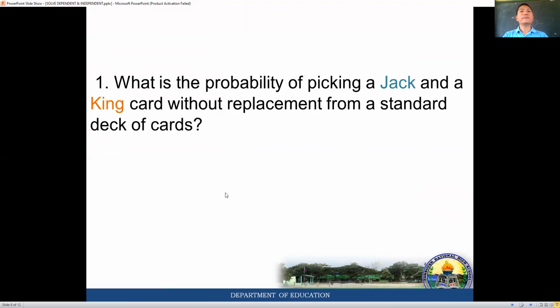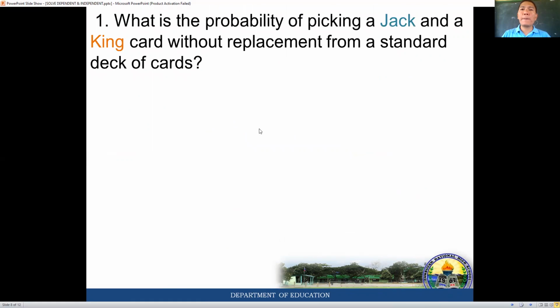So, for example, what is the probability of picking a jack and a king card without replacement from a standard deck of cards? Okay, so the first event is picking a jack, and the second event is picking a king card, and then without replacement. So hindi binalik.